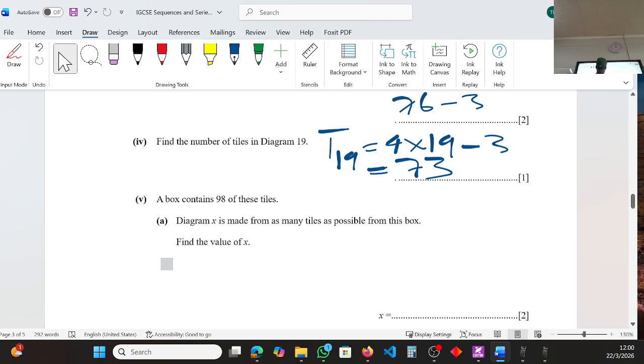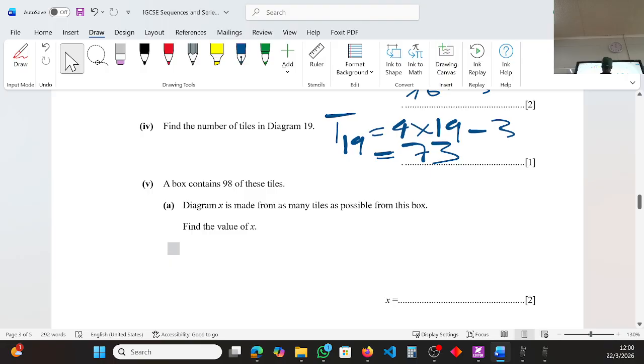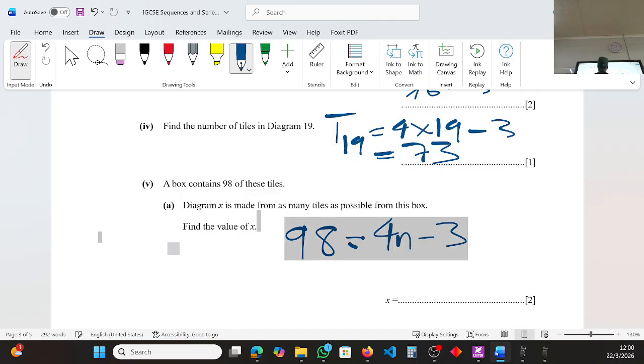Then a box contains 98 of these tiles. Diagram X is made from as many tiles as is possible from this box. Find the value of X. So what are we saying? We are saying in a certain position, we've got 98 tiles, and we are saying this should be equal to our formula, which is 4n minus 3. Our interest is to say we want the value of x. So this is diagram X, so X corresponds to the position N.